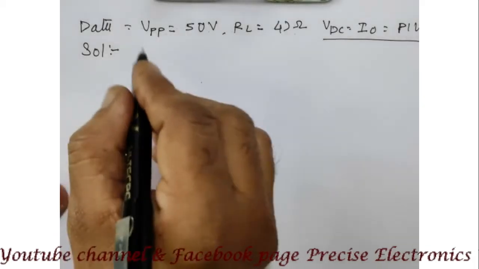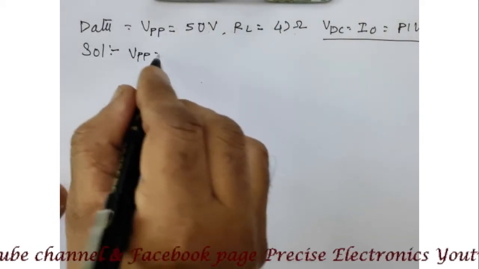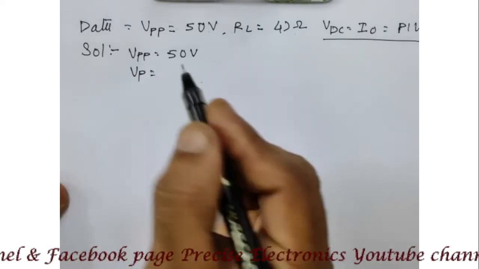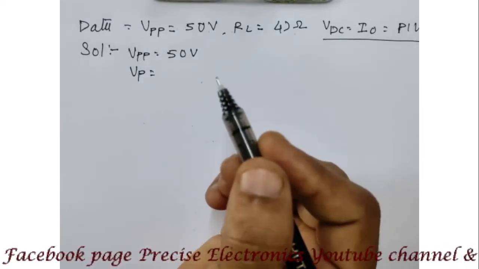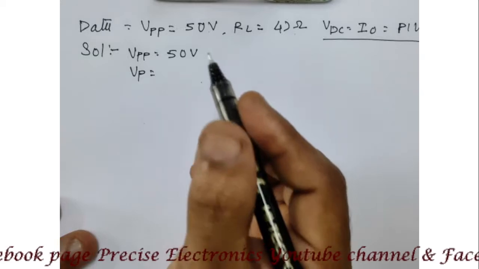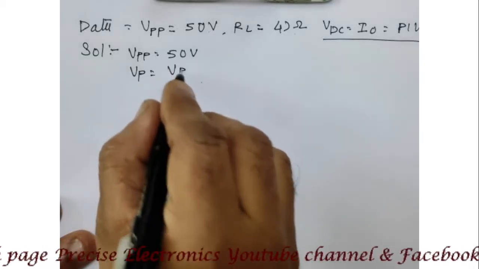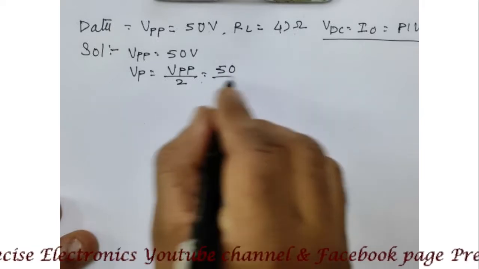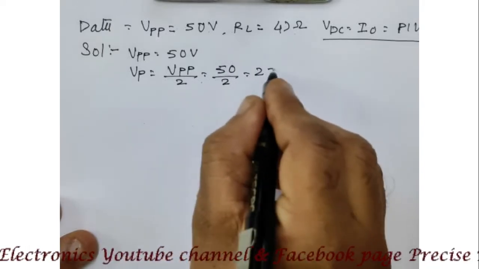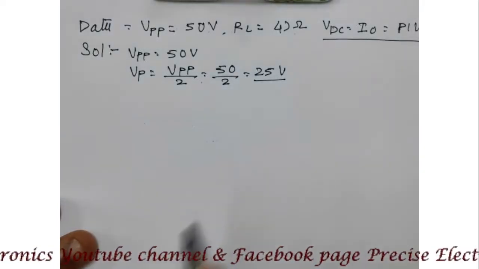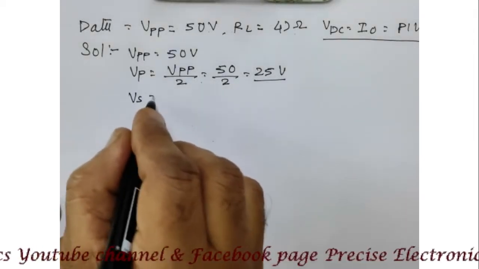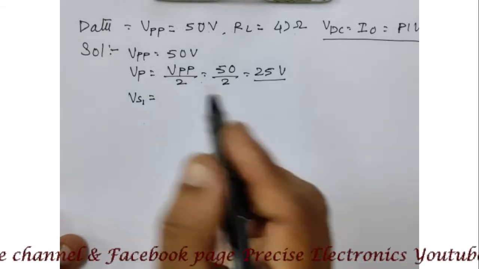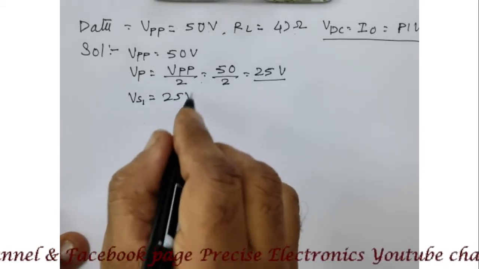So now solution. VPP is given, that is 50 volt, and we have to find out the peak voltage. The secondary potential developed across any half of secondary of transformer is given by VPP by 2, so it is 50 upon 2, so it is 25 volt. That means secondary potential Vs1 and Vs2 are each equal to 25 volt.